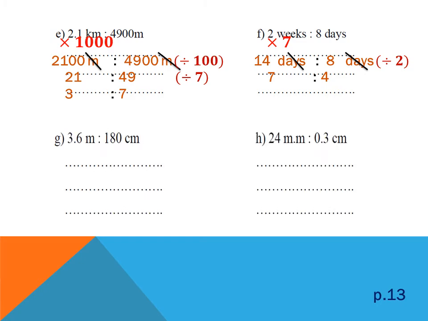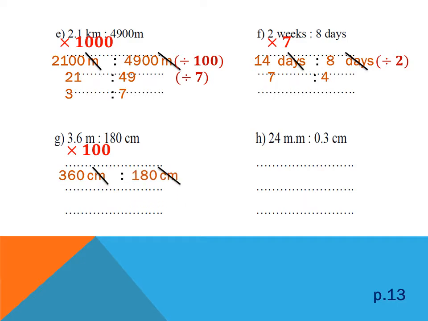3.6 meter to 180 centimeter. The larger unit here is meter. Convert meter to centimeter. Multiply meter by 100. 3.6 times 100 is equal to 360 centimeter. And rewrite 180 centimeter as it is.